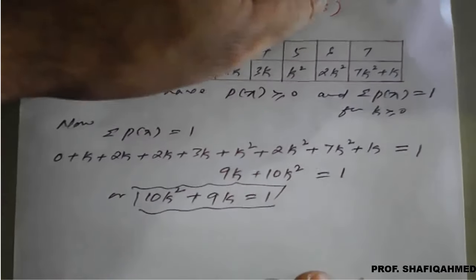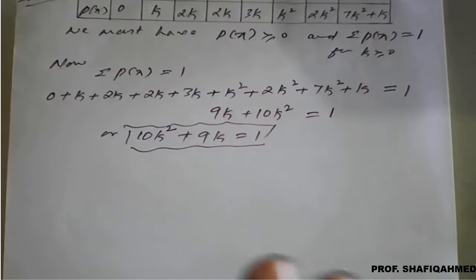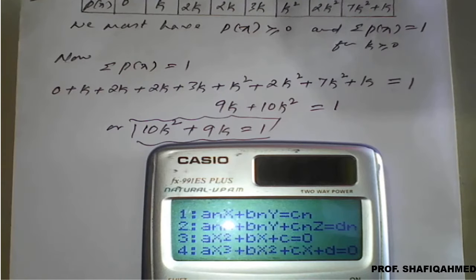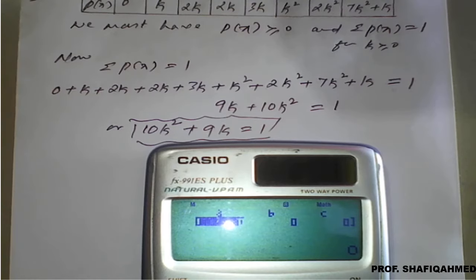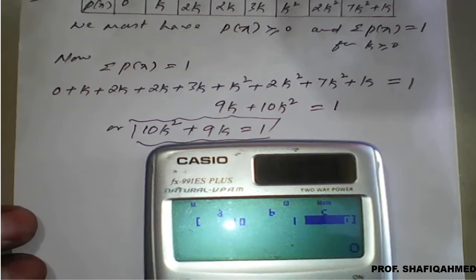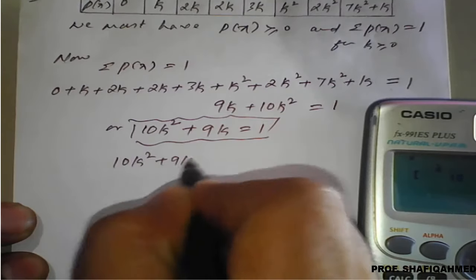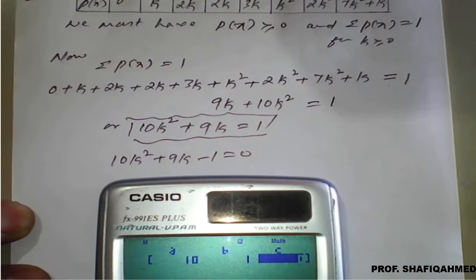You can solve this quadratic equation directly or by using a calculator. Just see here, I will use this calculator. Option 5, quadratic equation means option 3. The coefficient of k square is 10, press 10. The coefficient of k is 9. Before this, I will rewrite it: 10k square plus 9k minus 1 equal to 0. The constant value is minus 1, and press equal.